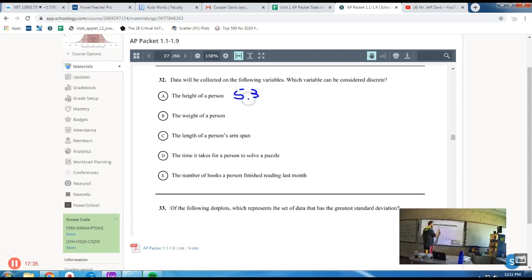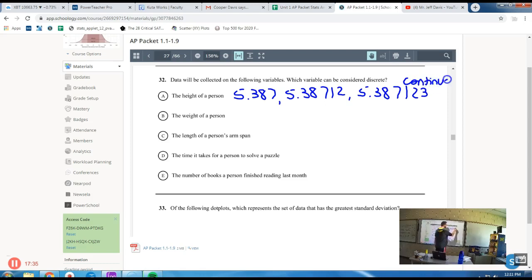Because you could be 5.387 inches tall. You could be 5.38712 inches tall. Like all of these things are possible. All those decimals work, so that's what's called a continuous variable. There's no gaps. The weight of a person, again, you can get into decimals here, so that's continuous.